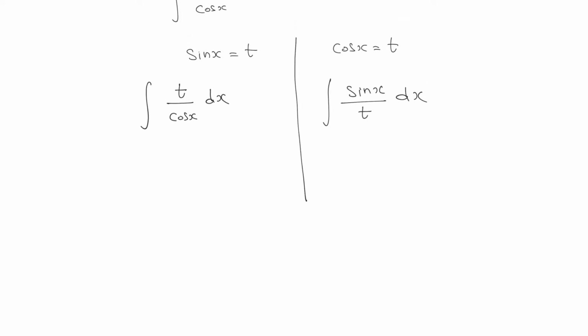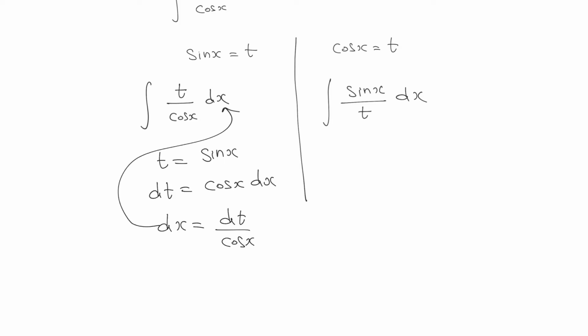From our substitution, t is equal to sin x, and if I differentiate this equation, I get dt is equal to the derivative of sin x, which is cos x dx. So we can write the value of dx as dt divided by cos x. Now we are going to substitute this dx.